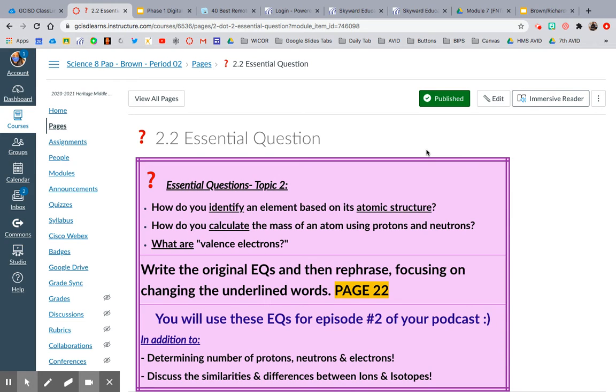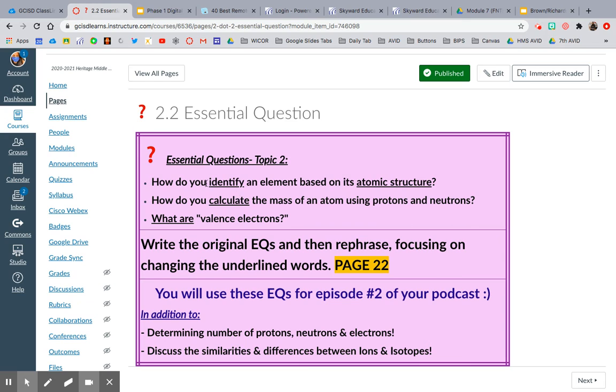What y'all are going to do is go to page 22 of your journal. You are going to write these 3 essential questions at the top part of your journal where it says EQ. How do you identify an element based on its atomic structure? Number 2, how do you calculate the mass of an atom using protons and neutrons? And number 3, what are valence electrons? And then y'all are going to rephrase the 3 essential questions and write them on the bottom of page 22.